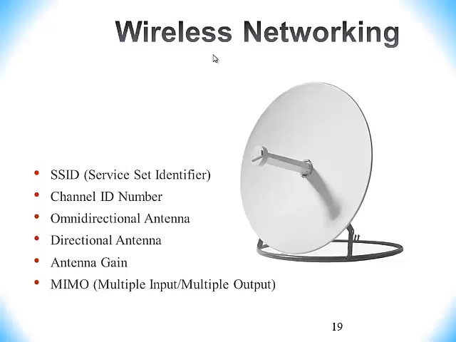11I relates to wireless network security and includes advanced encryption standard for protecting your data. 11N operates in the 2.4 and 5 gigahertz ranges and is backward compatible with the older 802.11a, B, and G equipment. Speeds up to 600 megabits per second using MIMO antennas. Okay.